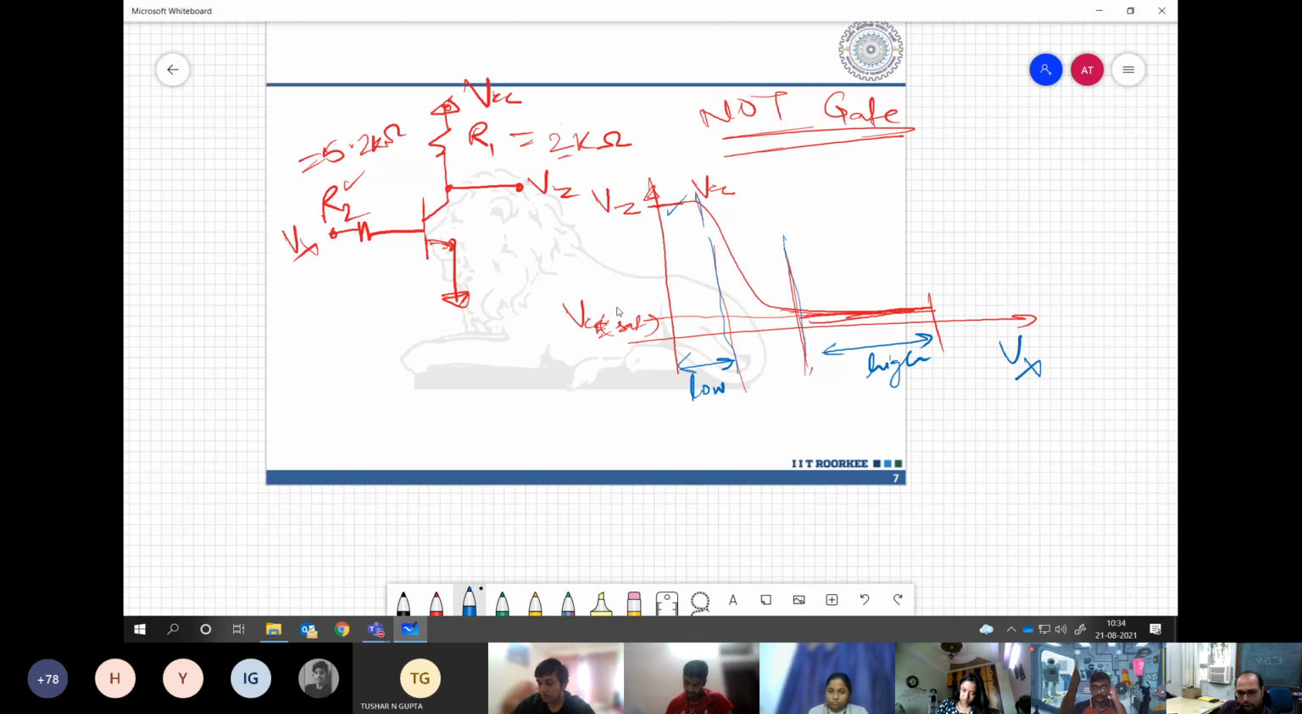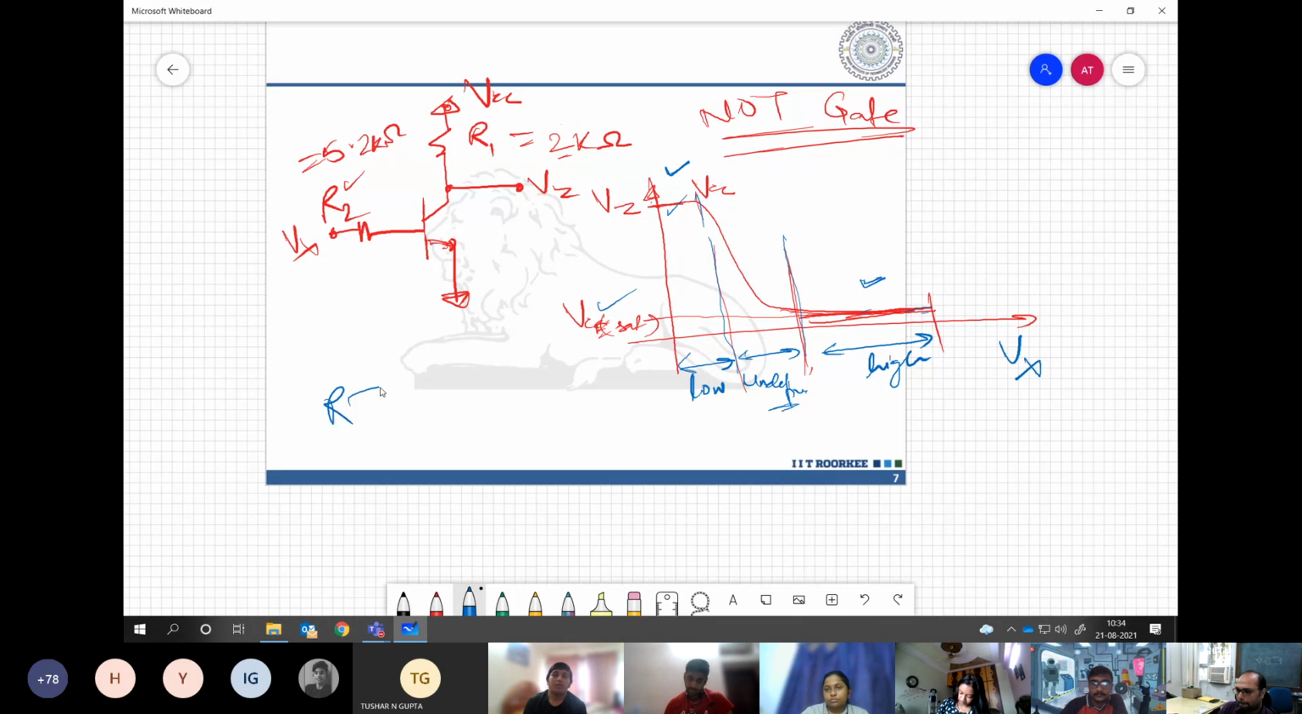In between, this is all undefined. This is where the transition is happening. So we are operating either in this zone or in this zone. This transition we are always ignoring. So we give it sufficient time so that it settles down and then goes into either the saturation mode or the cutoff mode. Nothing in between. Am I clear?